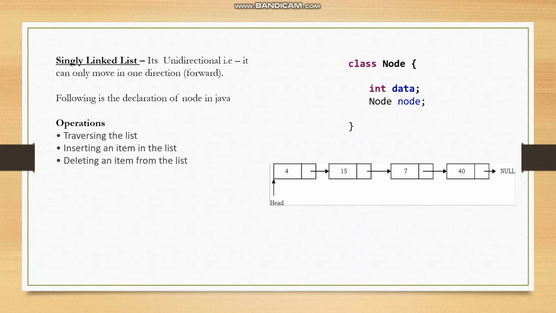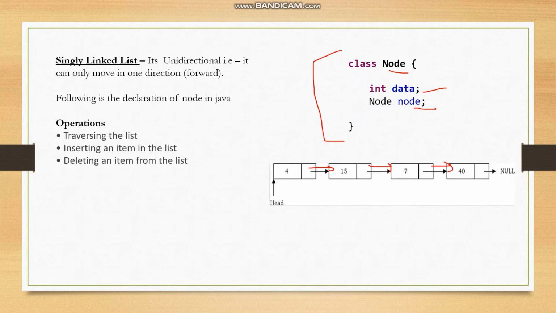So let's first discuss the singly linked list. What is a singly linked list? In a singly linked list, we keep only a single pointer to the next node, and we can move in one direction only, that is forward. As you can see in the diagram, we can move in the forward direction only. And this is the representation of the node in Java. We have created a class, we keep one data element and one node element. In the node we will be keeping the address of the next node.